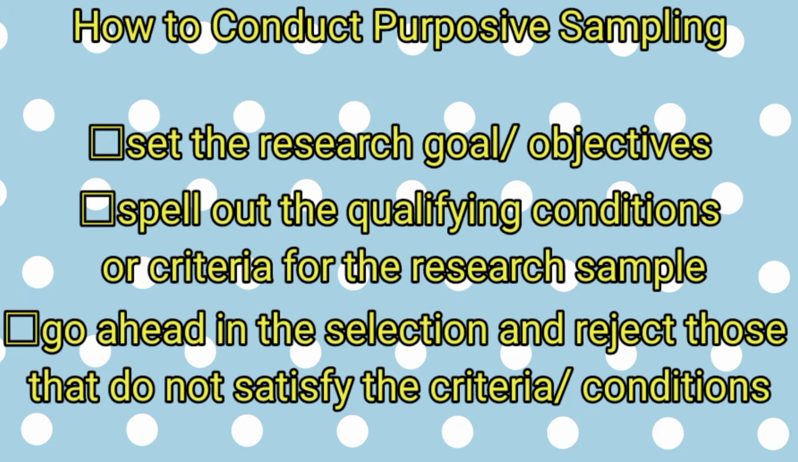Ngayon, let's talk about how purposive sampling is done. So, madali lang naman. First, you need to set the goals of your research, the objectives of your research. And then spell out the qualifying conditions or criteria for your research sample. And then, once na meron ka na nitong mga to, you can go ahead in selecting your sample and you can reject those that do not satisfy these conditions or these criteria. So, ayan, ganyan lang ka-schoolers, ka-researchers, yung mga dapat gawin at yung mga dapat i-consider in using purposive sampling.